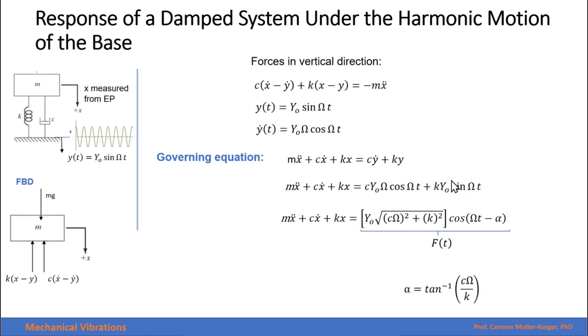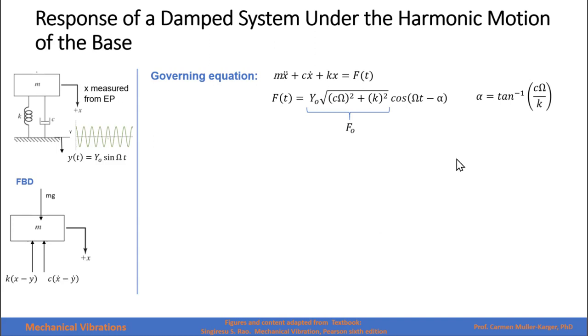The sum of two harmonic forces I can write as a single cosine with a phase angle, and this will be the phase angle. This over here will be my excitation force. Now that we have the equation of motion and an excitation force that looks very similar to the previous case, where we have an amplitude of the force, we can write the particular response.